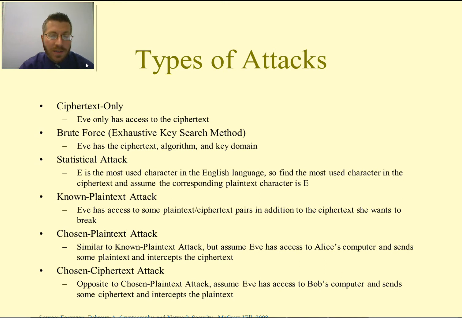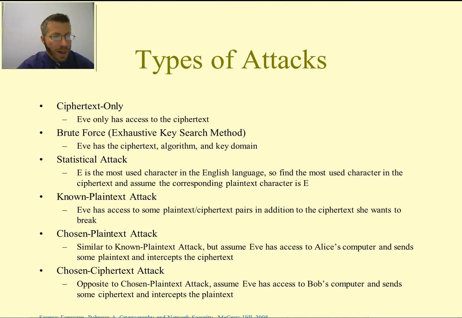This would be the exhaustive key search method. The reason it's called brute force, she would have to go through and try every single key that is in that domain. Now this is a very, very large number of keys. However, depending on how sensitive the data is, it might be worth it for her to go through every single one of those keys and see if she can get the plain text back out just by decrypting using all of the different keys that exist in that domain.